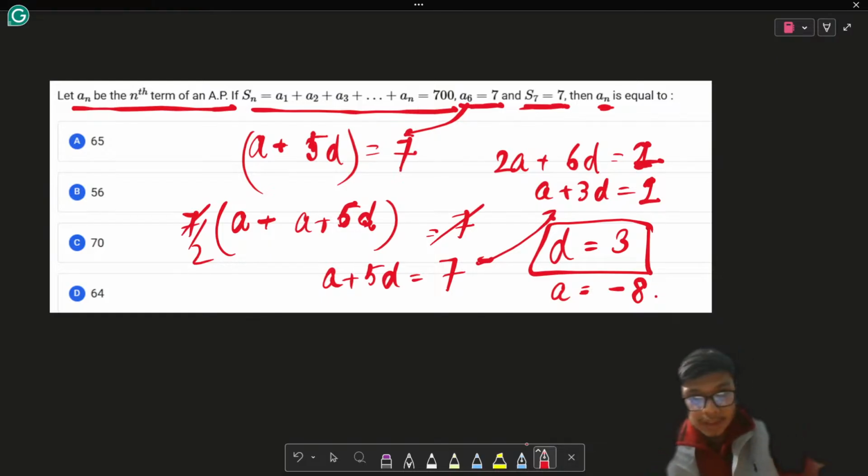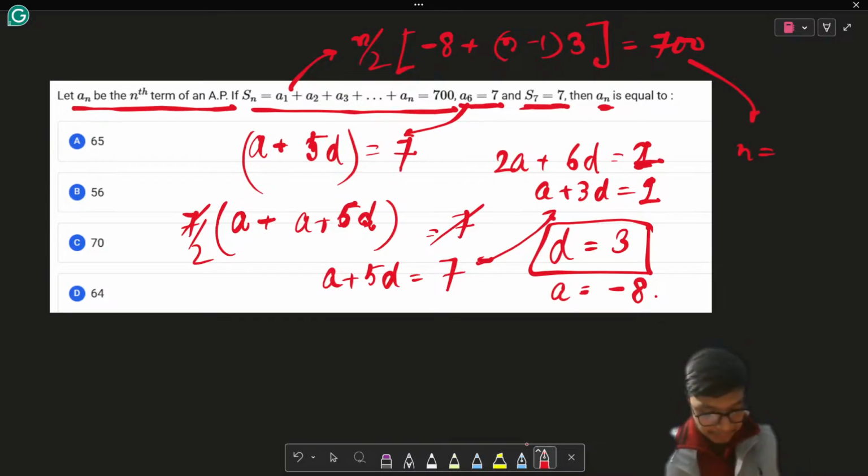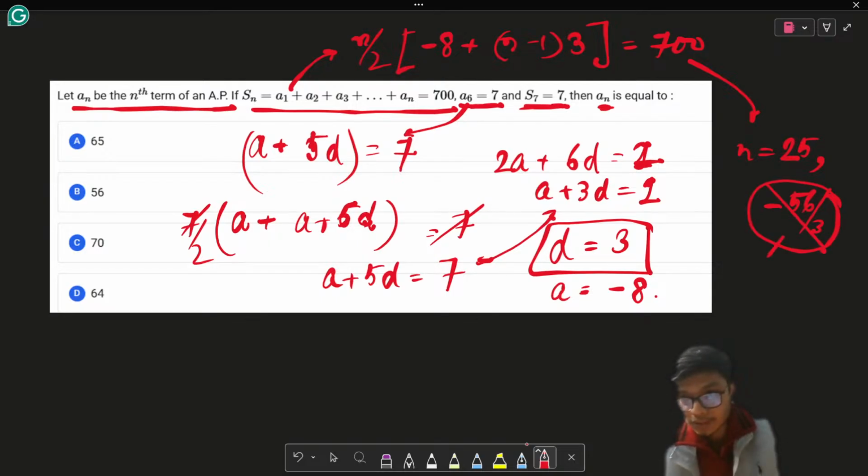So similarly from here, if I solve this equation for n number of terms, that is n by 2 multiplied with the first term, which is minus 8, plus the nth term, so n minus 1 times the common difference 3, is equal to 700. So from here I will get a quadratic equation in n, and solving this quadratic equation in n, I will get the value of n. Okay, so if you solve this for n, you will get two roots. One is 25 and another root you will get as minus 56 by 3. Now since the number of terms cannot be negative, that doesn't make sense, so we have to take only the positive value, so that is basically going to be 25.